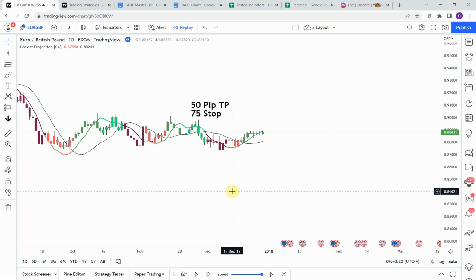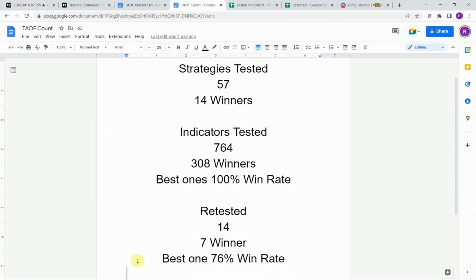Alright, as I said, today we will be testing the Leavitt projection indicator. Before we do though, I wanted to put the testing scoreboard up for everyone to see. So to date, we have tested a total of 57 different strategies, with 14 of them being profitable. We've also tested a total of 764 indicators, with 308 of them being winners. The best ones so far were able to achieve a 100% win rate. Now you need to go back and watch those videos to understand the context of how they were able to achieve that. So go back and watch those videos and see what you can get out of those winning indicators.